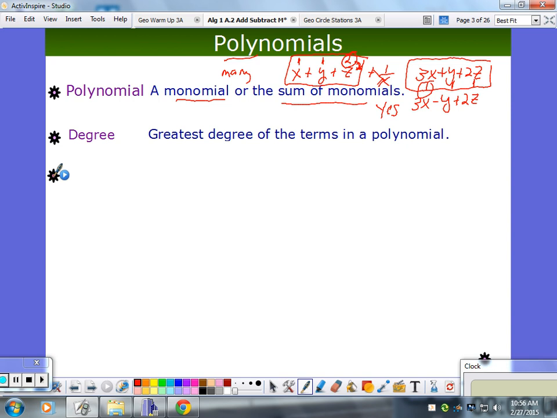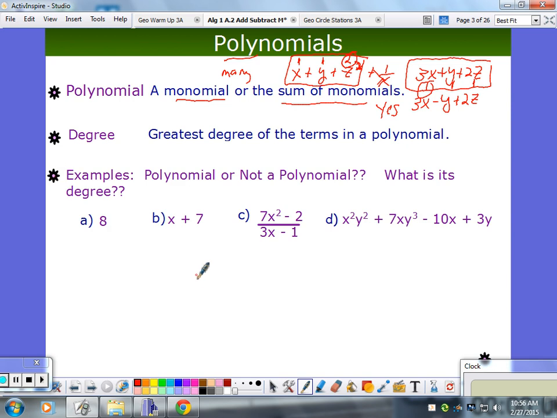All right, let's look at this one up here. Is this a polynomial or isn't it? And if it is, what's its degree? Yes, it's a monomial, so it's a polynomial. What's its degree? 0, because there's no variables. Is this a polynomial? Yes. What's its degree? 1. Good.